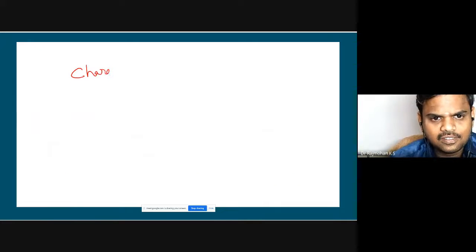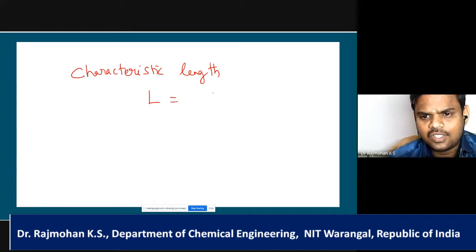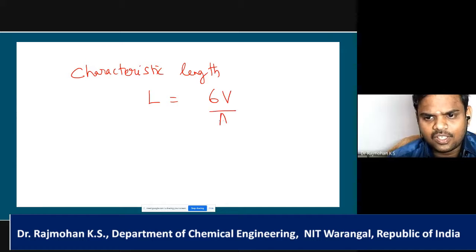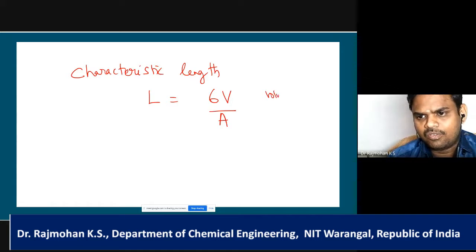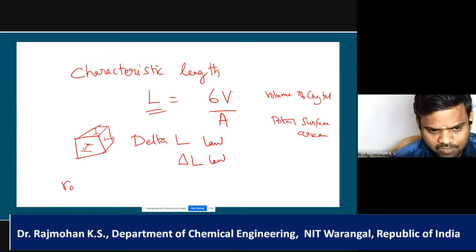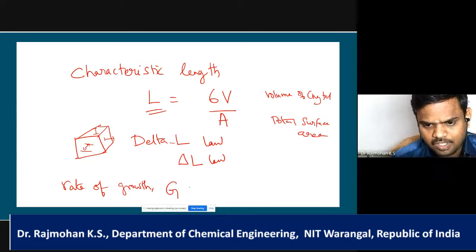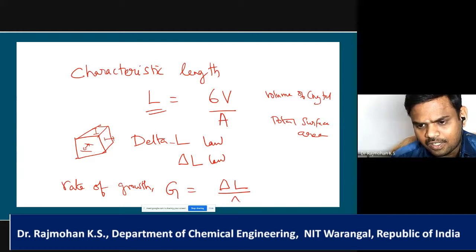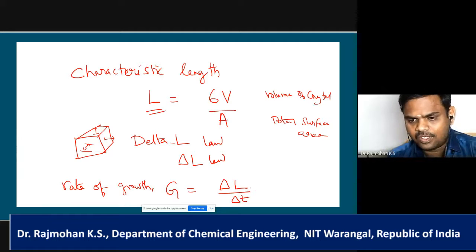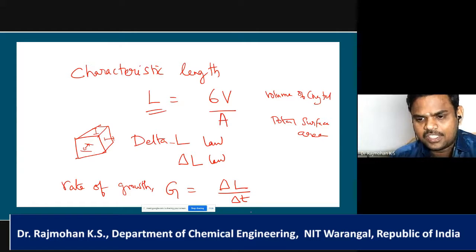Now the characteristic length. What is characteristic length? I just told you, L equals 6 times volume by total surface area, that is, volume of crystal over total surface area. After defining L, you can define delta L. Rate of growth, let it be G, is equal to delta L by delta T. It is constant with respect to time. Change in length by change in time is constant, which I have explained some time back also.